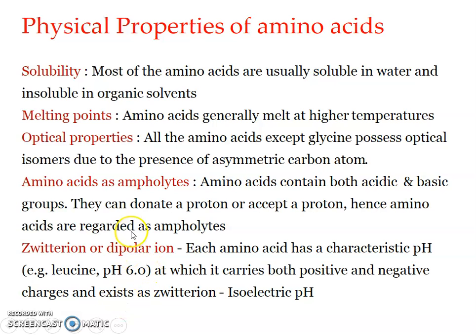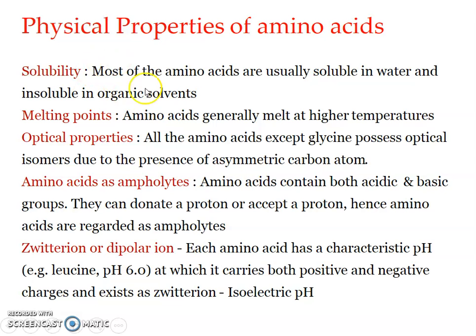You can see these are a few physical properties of amino acids. Most of the amino acids are usually soluble in water and insoluble in organic solvents. Most of them can form hydrogen bonding, that is, most of them are polar molecules. That is what it indicates. Then amino acids generally melt at very high temperatures, around 200 degrees centigrade, so it is very high.